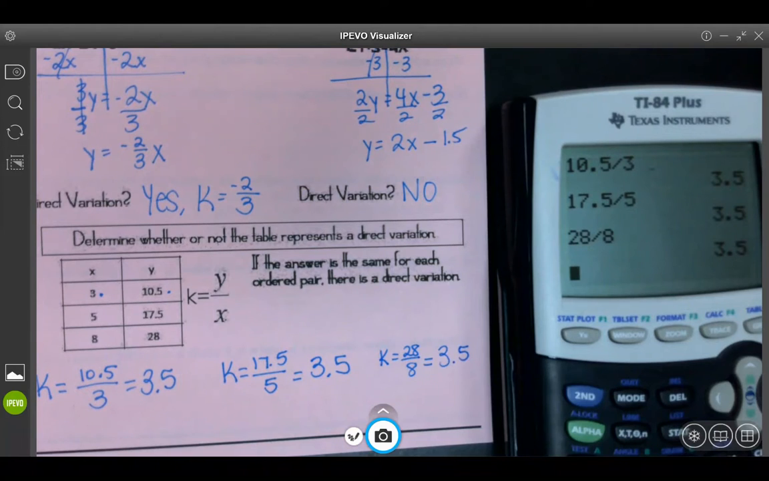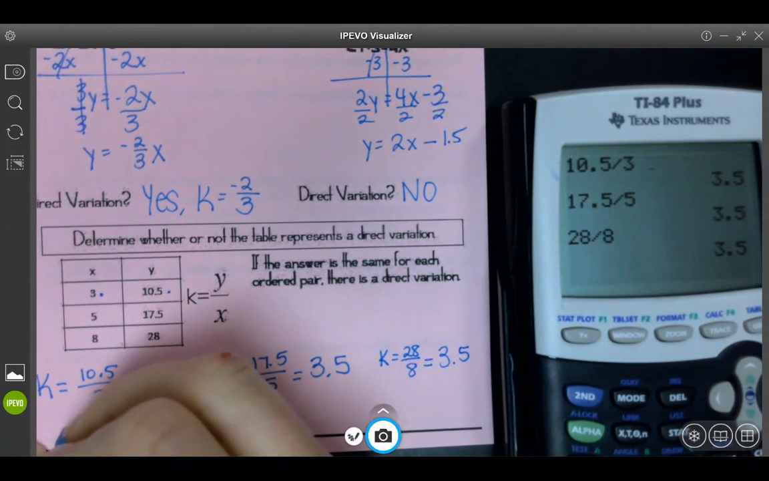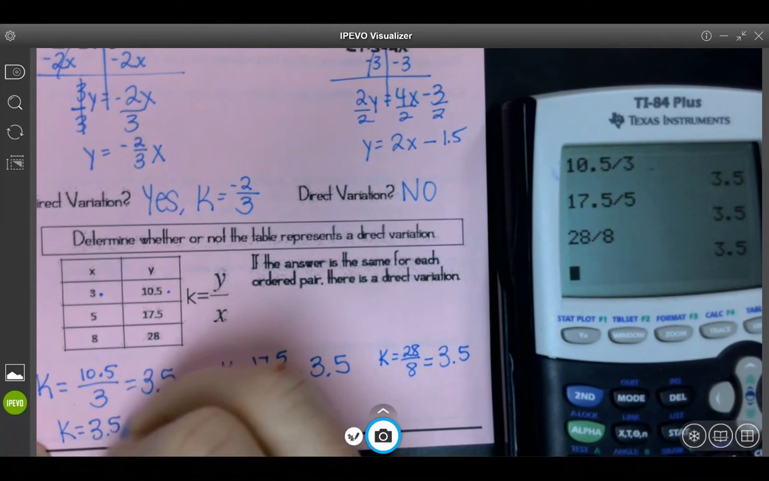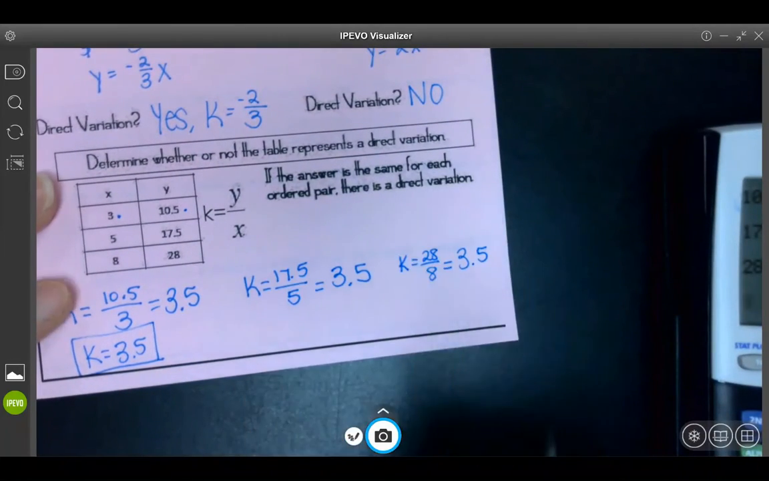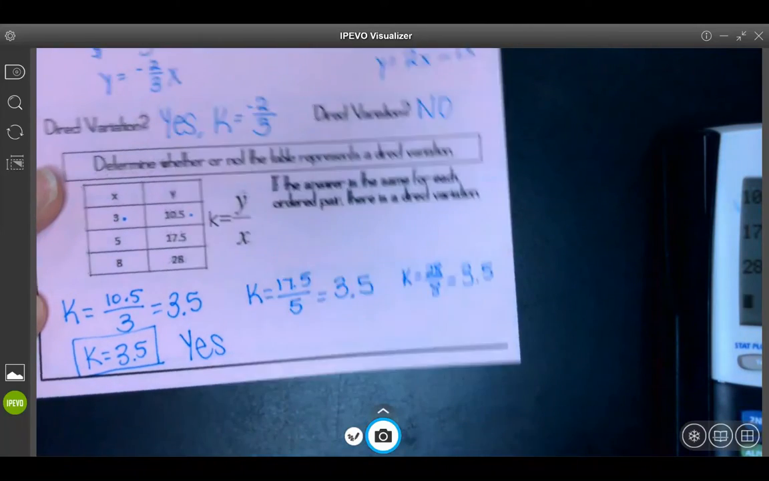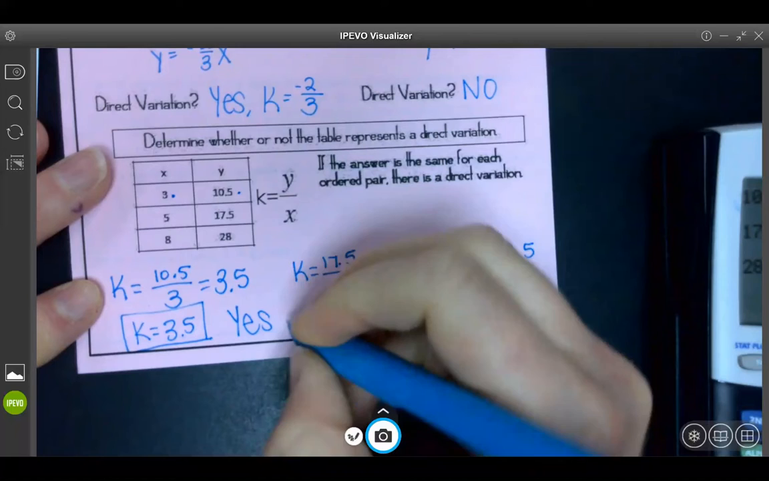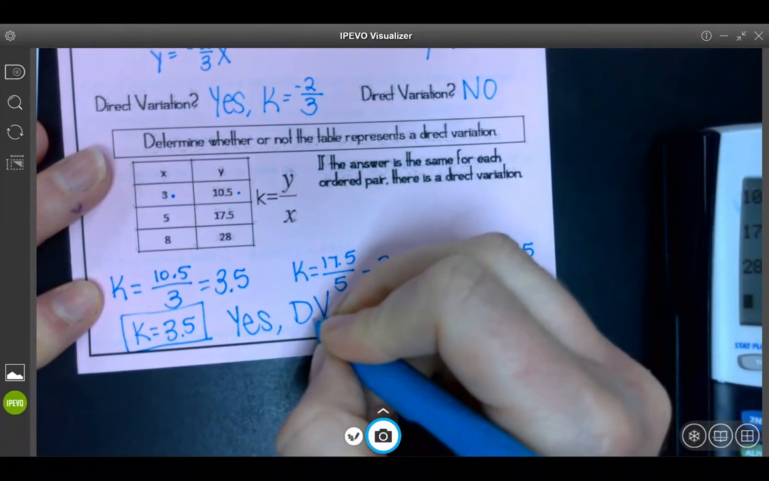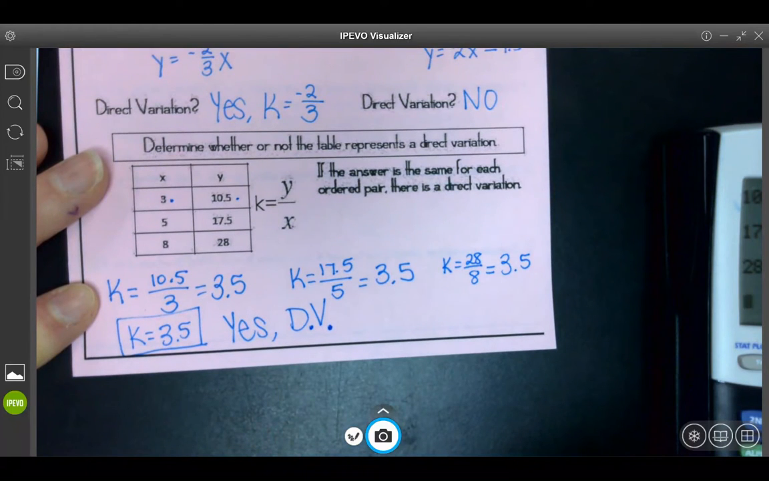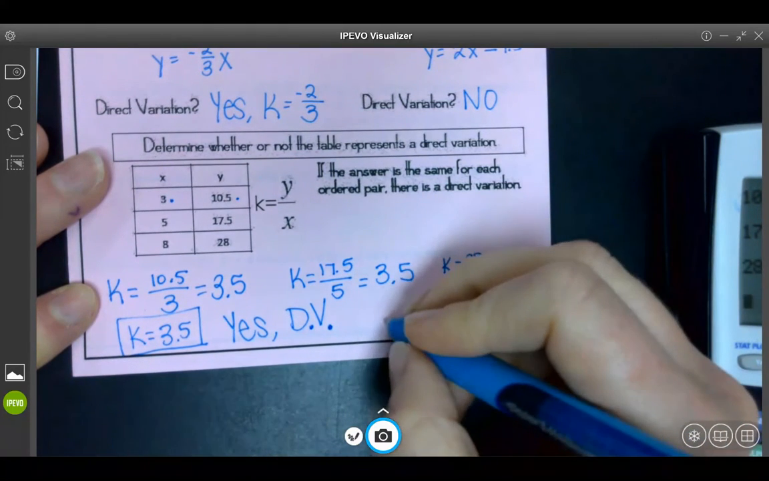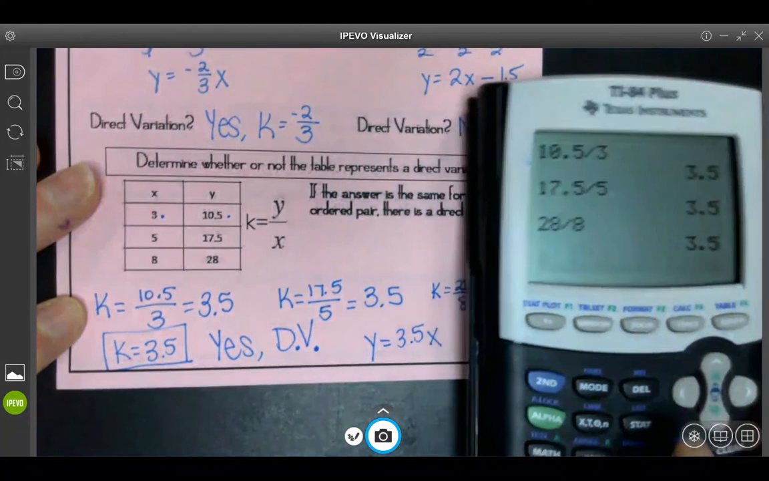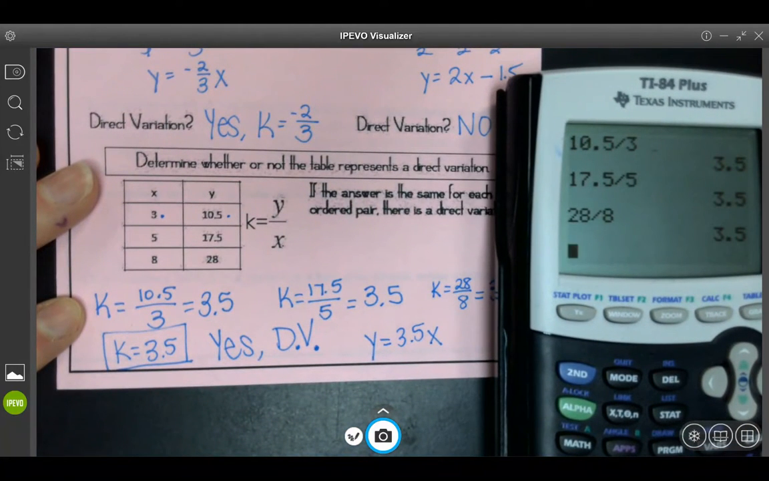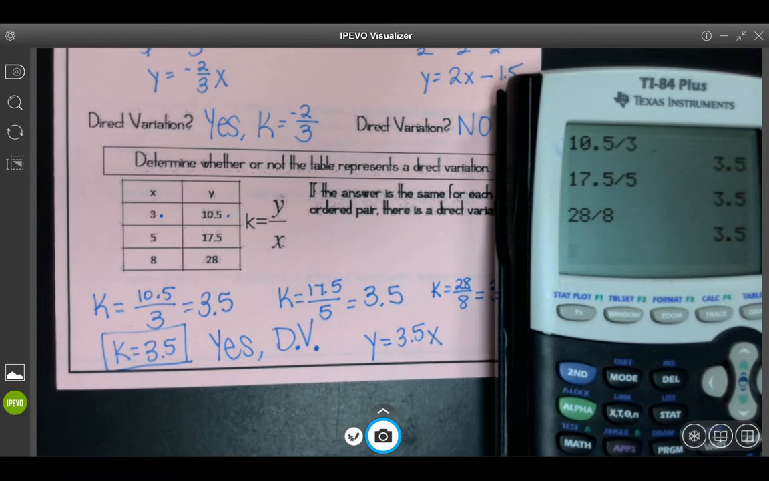So they all come out to be the same. K equals 3.5 for all of them. So, is this direct variation? We'd say yes. I'm going to put yes. I'm just going to put DV, direct variation. And we could write our equation as y equals kx. Y equals 3.5x. Okay, let's look at the next page.